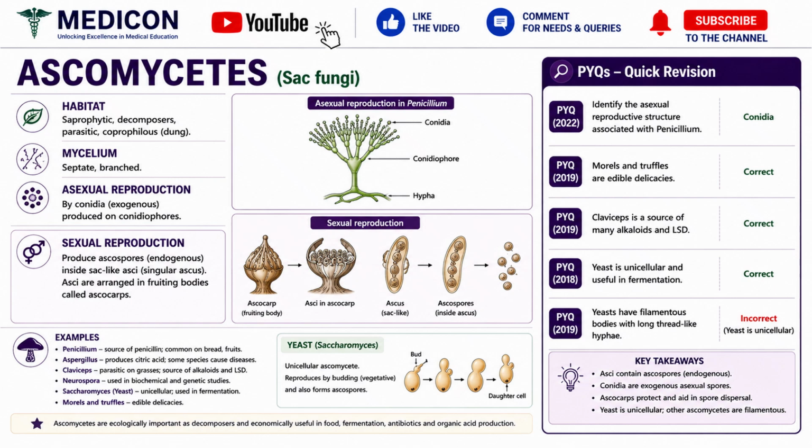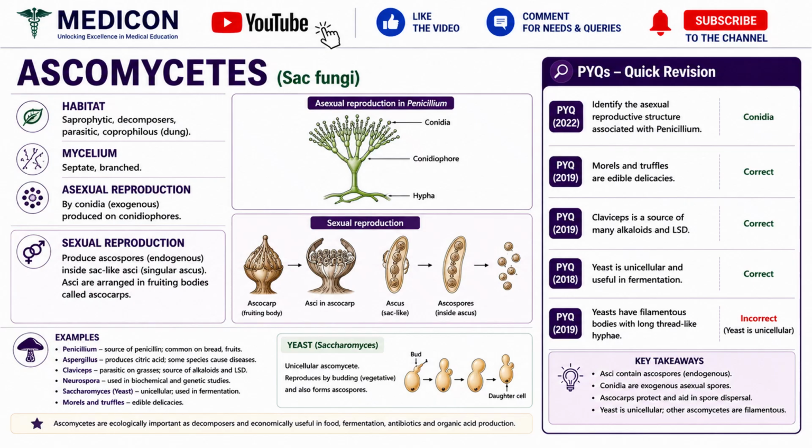Sexual reproduction produces ascospores endogenously inside sac-like asci, singular ascus, and asci are arranged in fruiting bodies called ascocarps. So in these fruiting bodies called ascocarps, there are sac-like structures called asci, in which there are ascospores, endogenous spores through which sexual reproduction happens. That is why this type of fungus is called Ascomycetes.